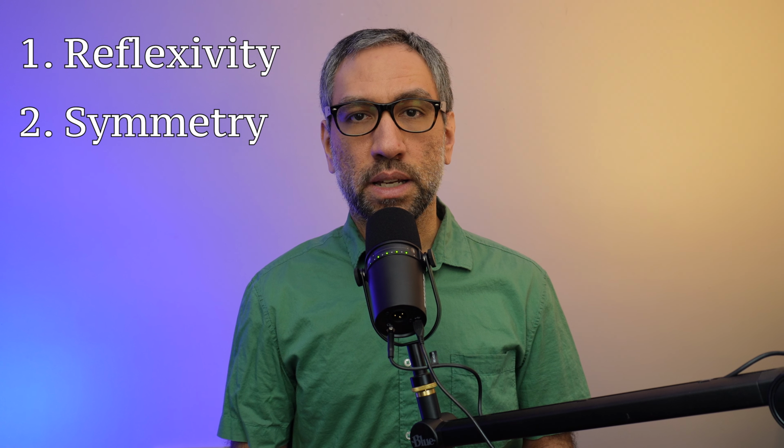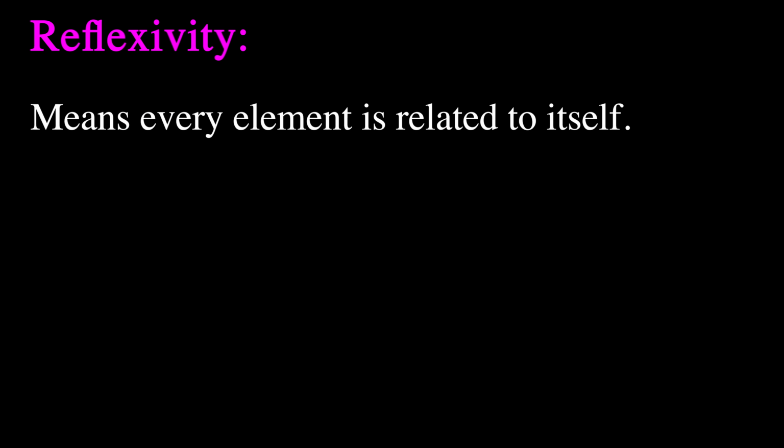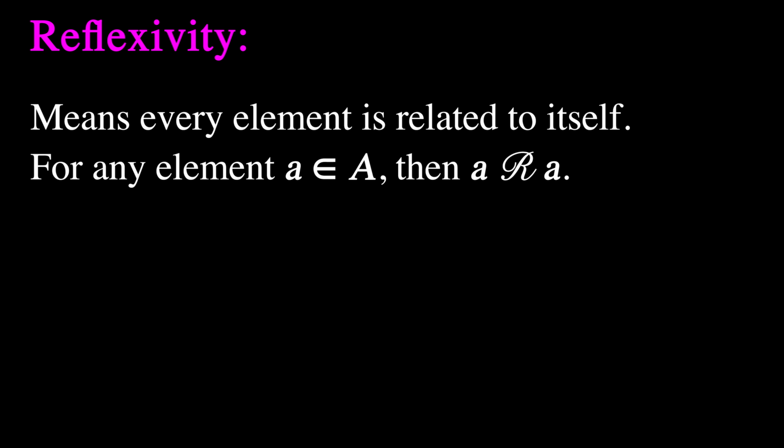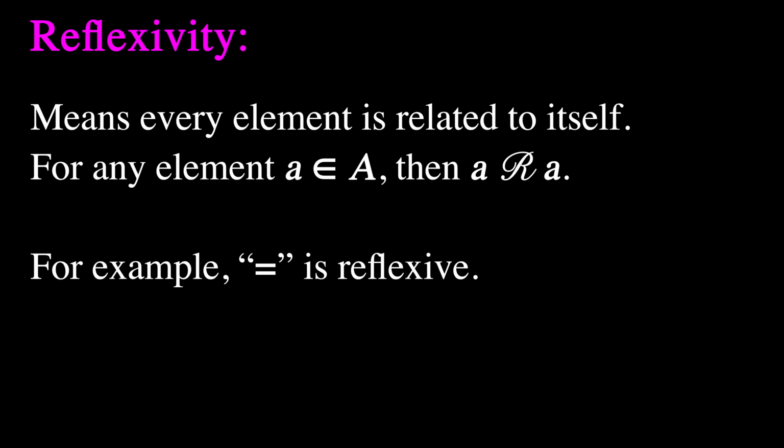Now, let's talk about equivalence relations. An equivalence relation is a special type of relation that satisfies three properties: reflexivity, symmetry, and transitivity. Reflexivity means that every element is related to itself. In other words, for any element a in a set, we have aRa, where R represents the equivalence relation. This means that the relation is reflexive. For example, the equality relation is reflexive, since every element is equal to itself.